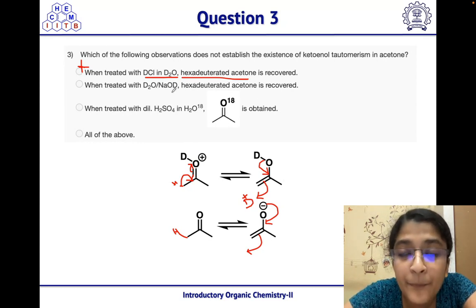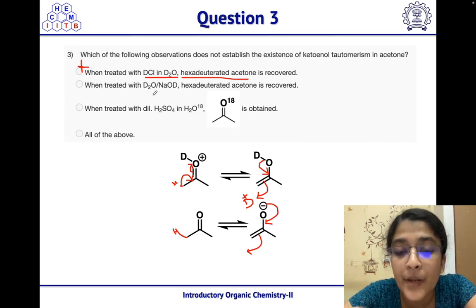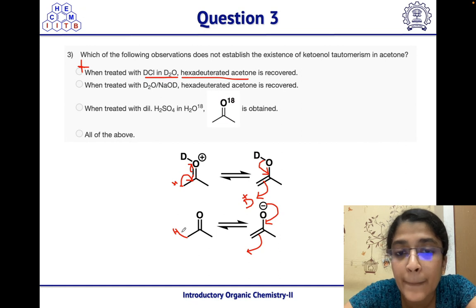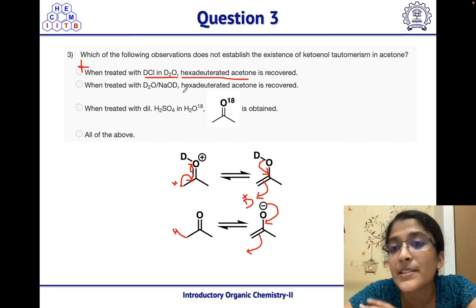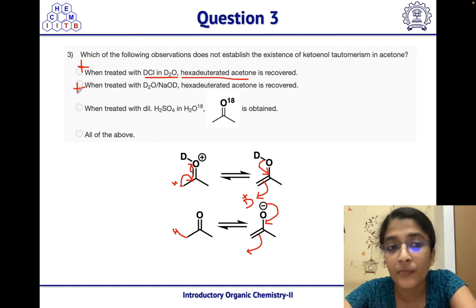Because in this system there is no proton available. Instead, whatever is available is deuterium. So it will abstract deuterium when it is falling back to give this ketone. Clear? Yes, ma'am. Okay, so this case also establishes the existence of keto-enol tautomerism in acetone. This is like a control experiment.